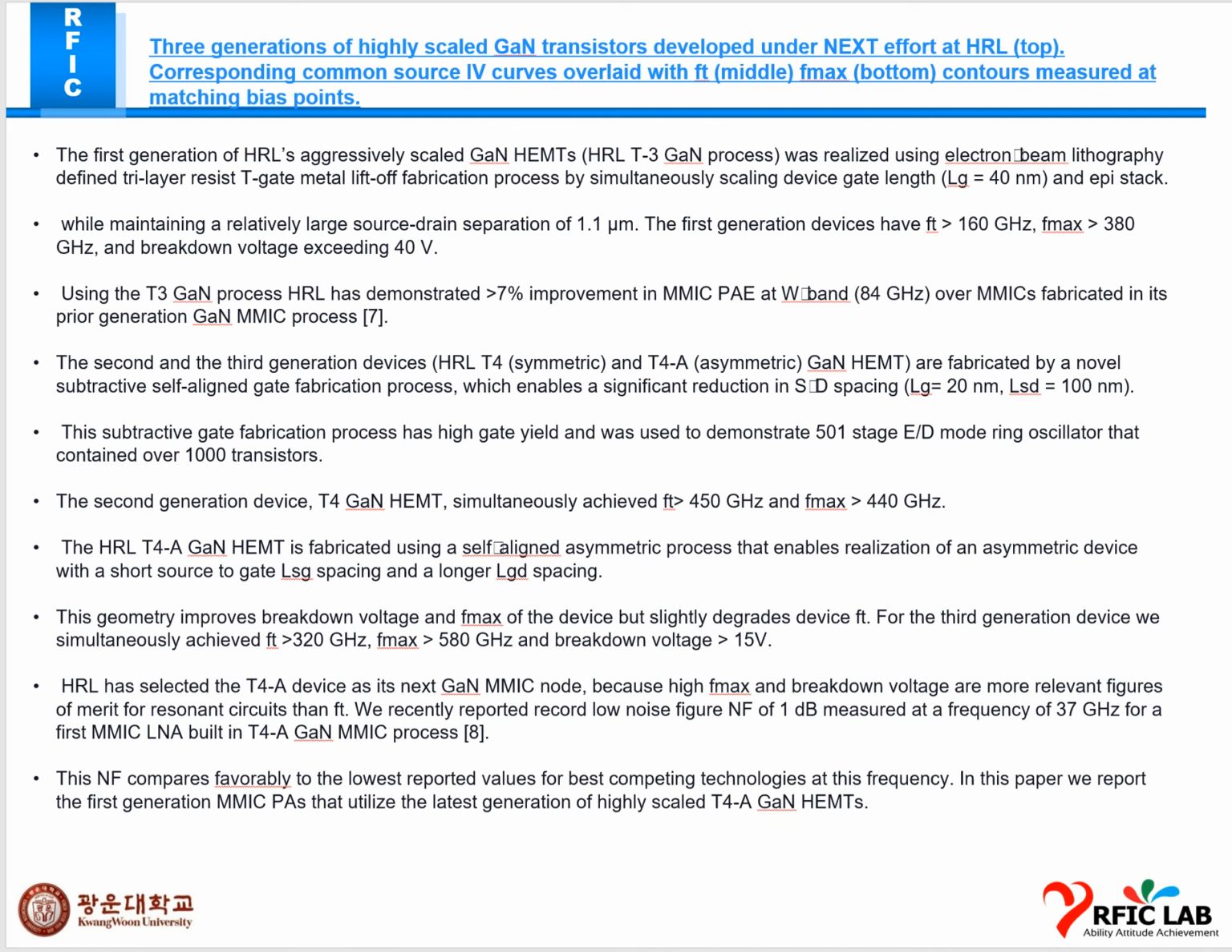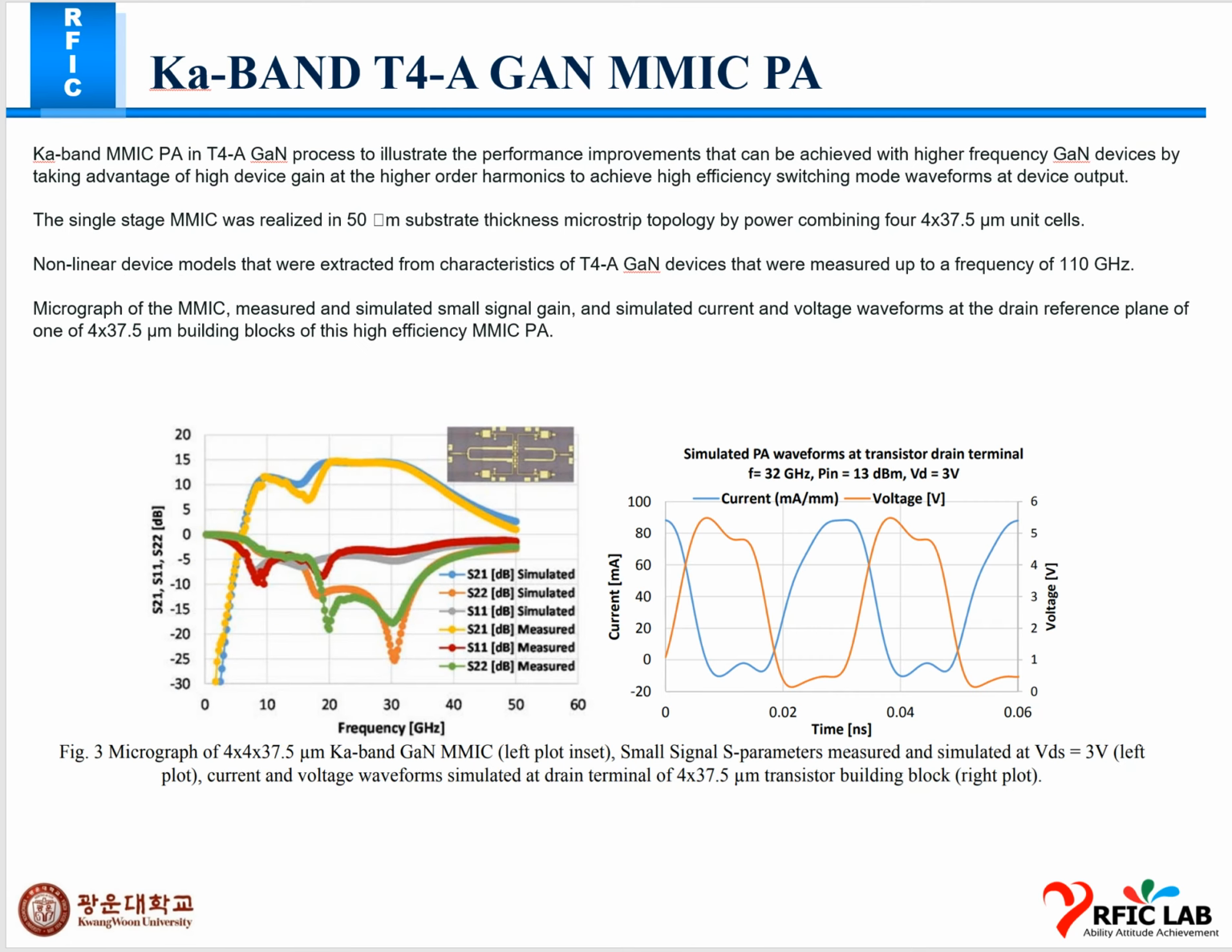First generation MMIC PAs that utilize the latest generation of highly scaled T4 GaN HEMTs. And next was the K band T4 GaN MMIC PA. In this K band MMIC T4 process, to illustrate the performance improvement that can be achieved with higher device Fmax, we take advantage of harmonics to achieve high efficiency by switching mode waveform at the device output.